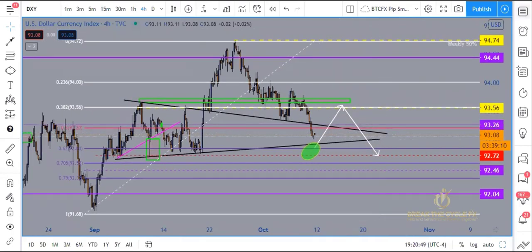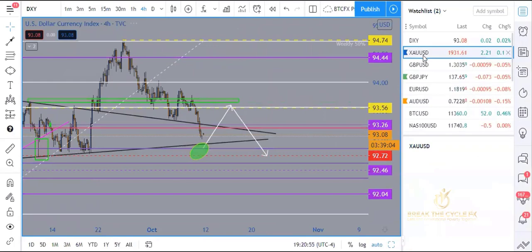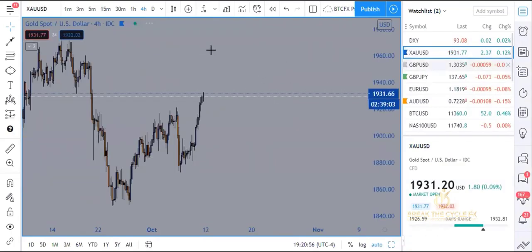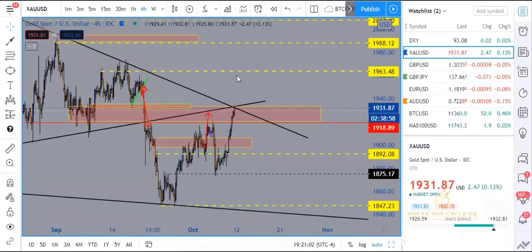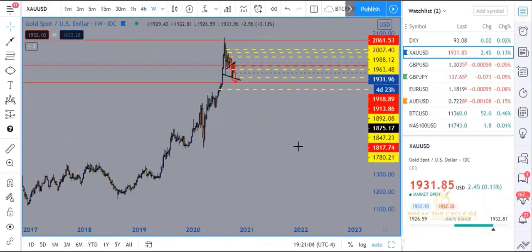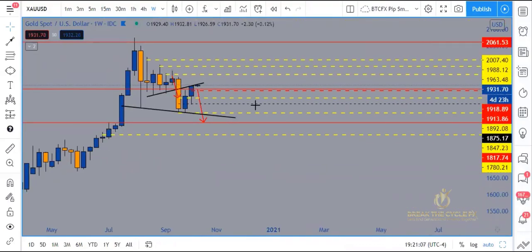So that is the dollar index. Let's check out gold. On the weekly. All right. So it's a little bit of a mess, but we gotta zoom into this bad boy, okay?